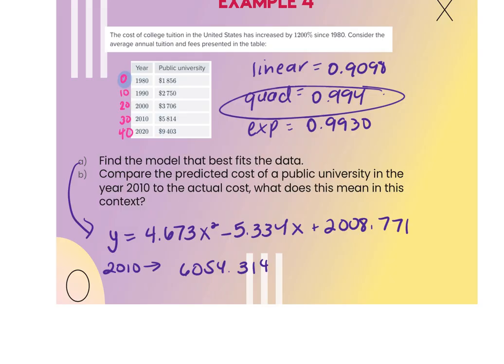Okay. Then it said compare the predicted cost of a public university in the year 2010 to the actual cost. Well, if I use the predicted, which means I plug in, so I did Y1 of 30.